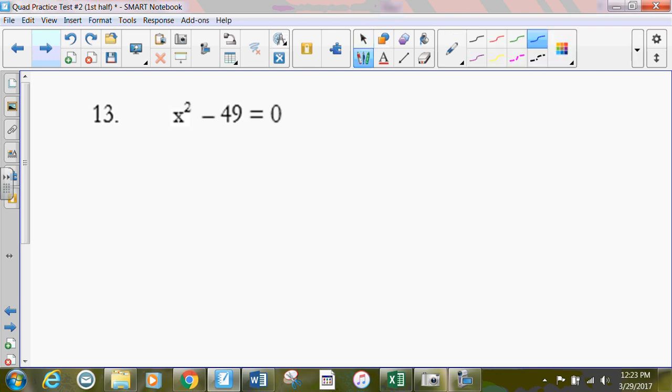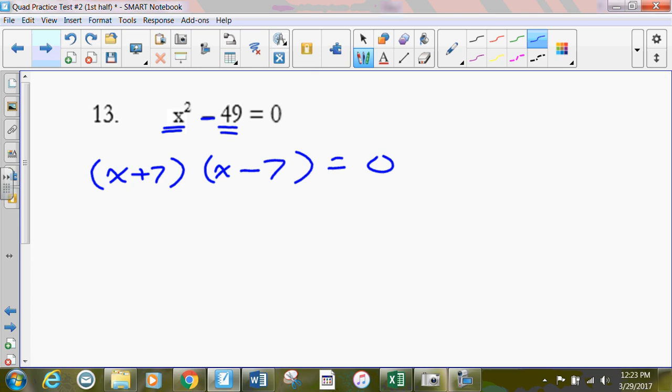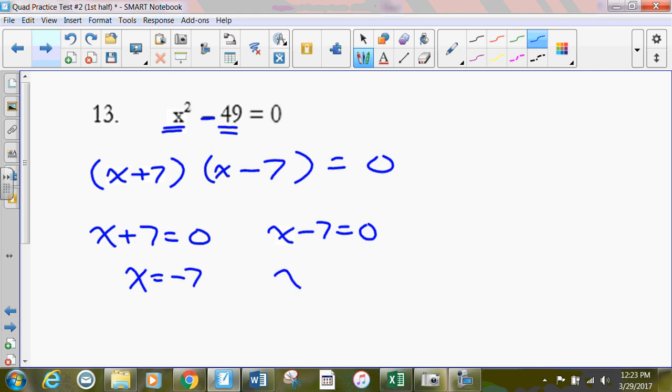We talked about the difference of two squares. If I have an x squared and a minus sign and a 49, x squared and 49 are both perfect squares. And when we see this, we can factor like this: x plus 7, x minus 7. If we spent the time to do the distributive property, we'd be right back where we started, x squared minus 49. And then we have something times something equals 0. So we set them both equal to 0. x equals negative 7 and x equals positive 7. That's one way to solve it.